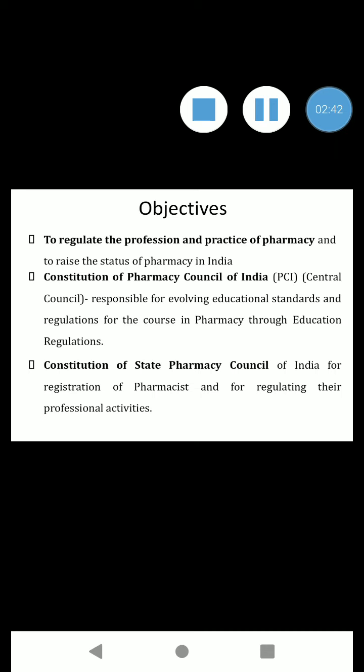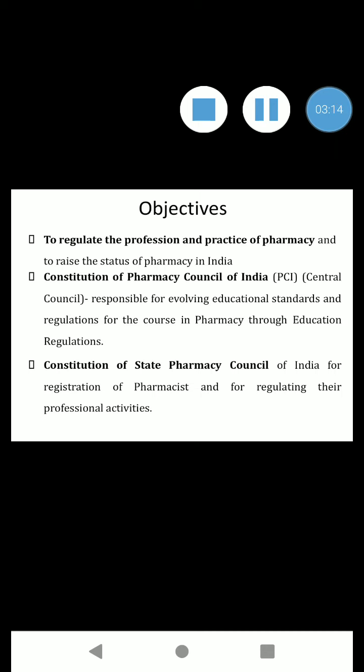The first object is to raise or improve the status of the pharmacy profession in India, meaning the status of the pharmacy profession is improved in India. Then to provide uniform education and training to pharmacists, meaning they have the required knowledge to train pharmacists in the pharmacy field, giving them proper knowledge and education.